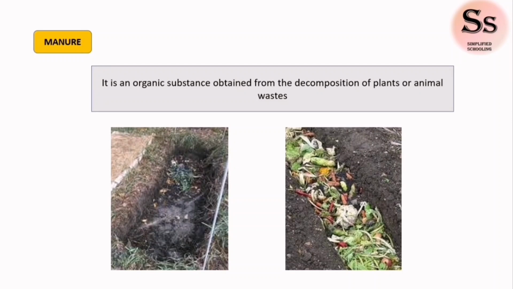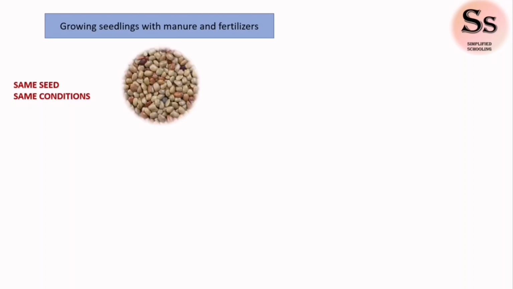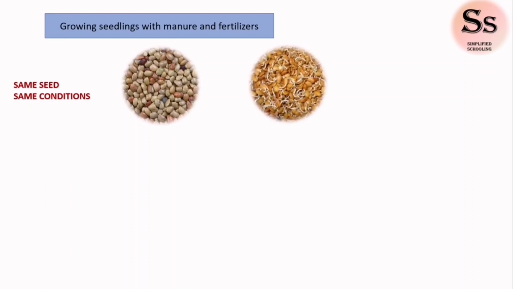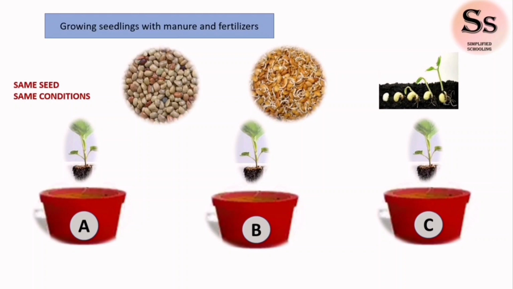Now, with the help of an experiment, let's see how manure and fertilizers work differently. When you plant seeds of the same crop under the same conditions, with the only difference being that they contain either manure, fertilizer, or none, you will notice a difference in their growth. Take moong or gram seeds and germinate them. Now select 3 equal sized seedlings and take 3 empty glasses. Mark them A, B and C.